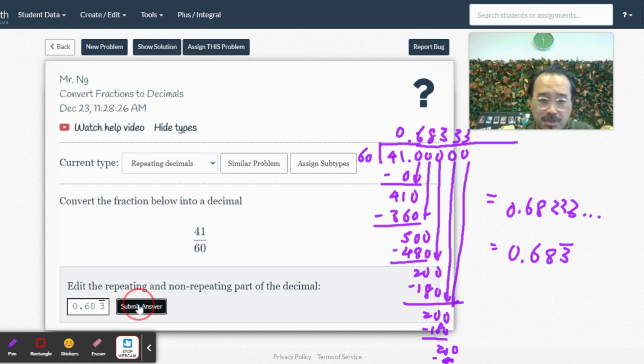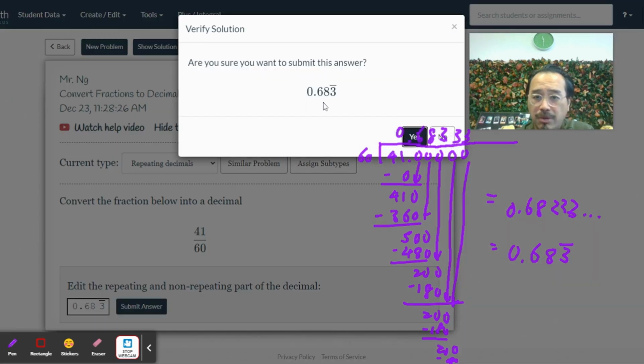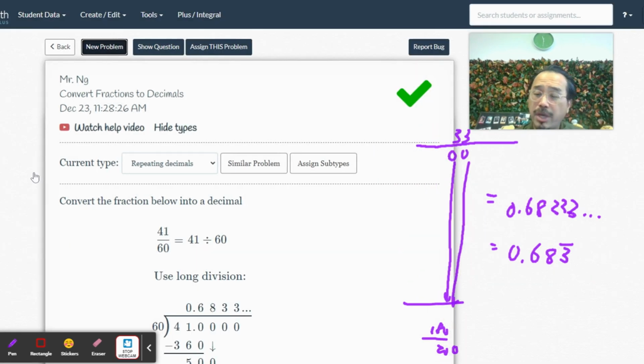I'm going to click on submit. This is exactly what I intended to put in. This answer right here matches my answer originally. Click on yes, and there you go. So that's how you do the problems. That's how you enter the solutions into Delta Math, and that's it.